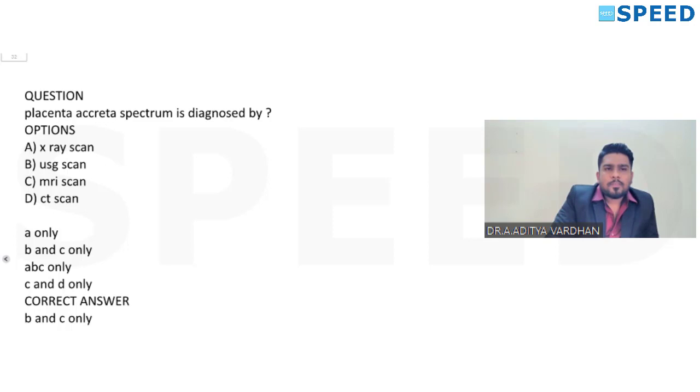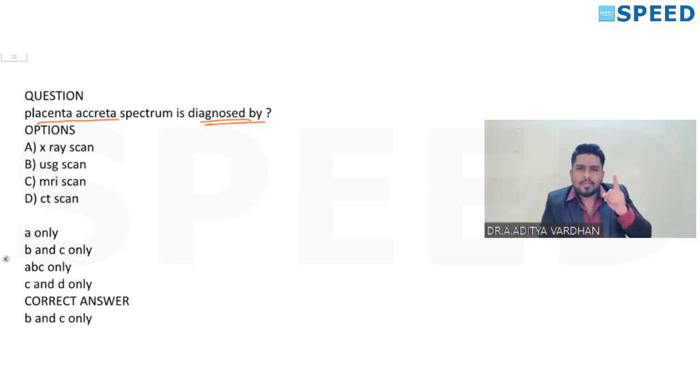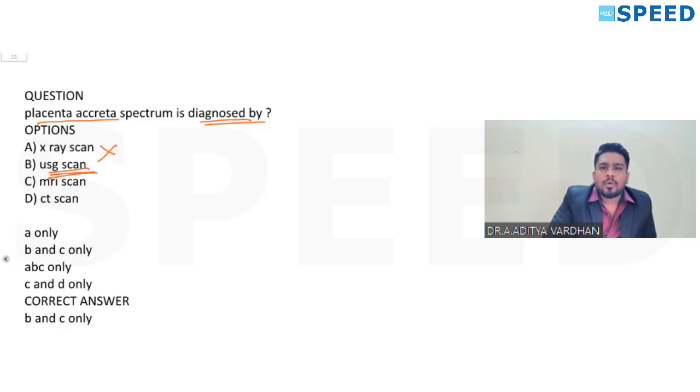Here, the question is: placenta accreta spectrum is diagnosed by. Typical radiology MCQ, the examiner's mindset is that he wants to know which investigation is best suited for this pathology. X-ray? No. We will do an ultrasound. Okay. Pregnant female.